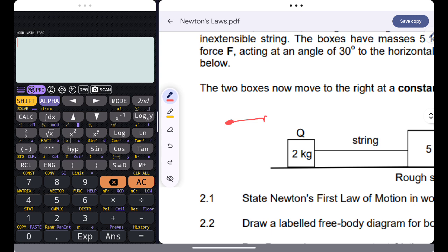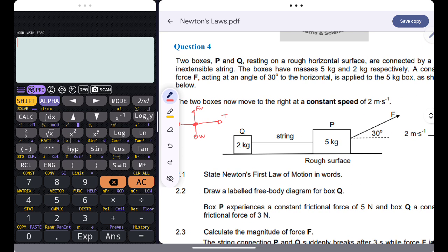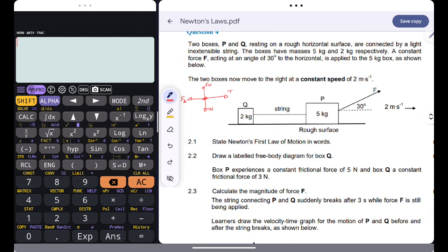There's this tension which is pulling Q towards the right, and then there's this constant frictional force that Q experienced due to the surface, and then there is normal force, F normal, and then we have our gravitational force or the weight. So this will be the free body diagram for object Q. Are you together?